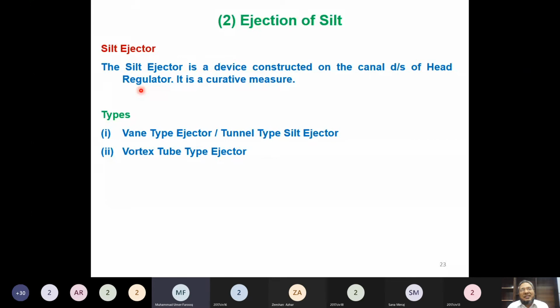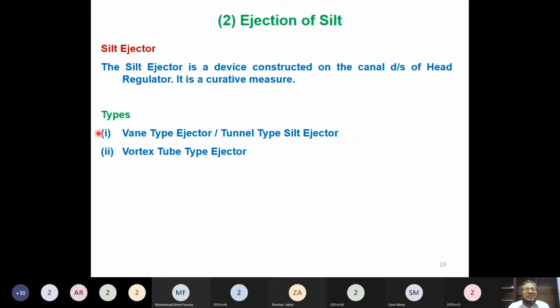So in case of silt ejection, initially we allow entry of silt into the canal for a few kilometers, then from the head regulator, a few kilometers in the canal, we provide a silt ejector. And it is a curative measure. Curative measure means first we allow it and then we cure for it. There are two types of silt ejectors. Number one is the vane type ejector or tunnel type silt ejector.